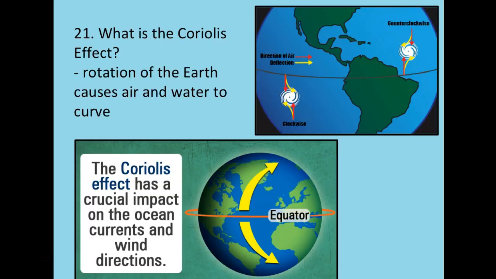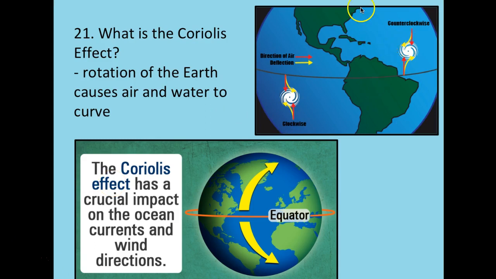Number 21, the Coriolis effect. Because of the spinning of the Earth, you have the Coriolis effect occur. The Coriolis effect is just saying that the rotation of the Earth is going to affect the movement of air and water. It allows air and water to curve in a specific location. So in the northern hemisphere, you're going to have the air getting deflected in a specific direction, and this is going to affect any type of fluid, so it can be air or water.